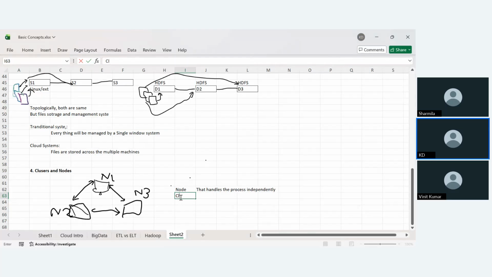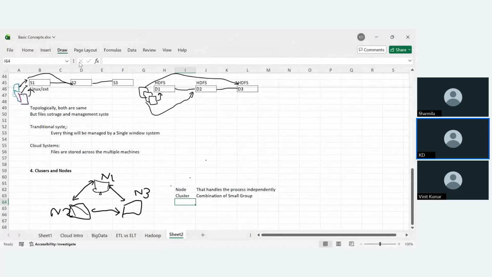Then the second thing that comes is the cluster. So the cluster is a combination of a small group. This combination of a small group means this entire system.